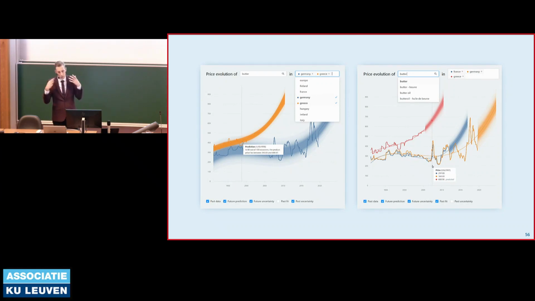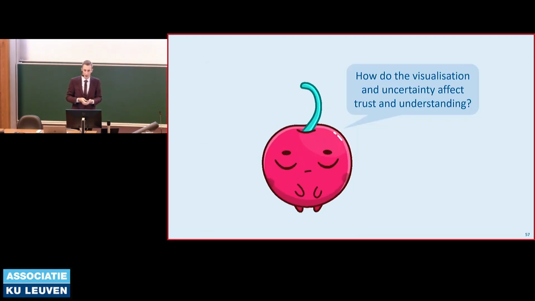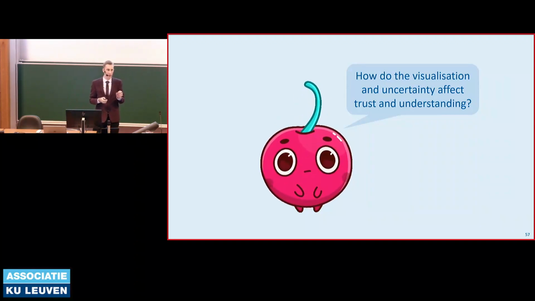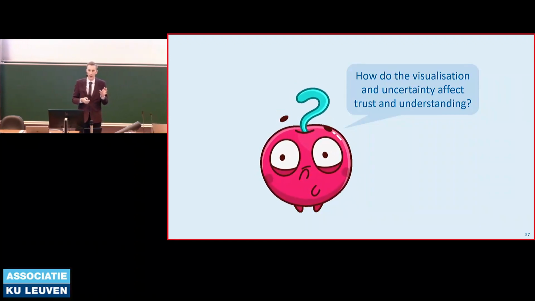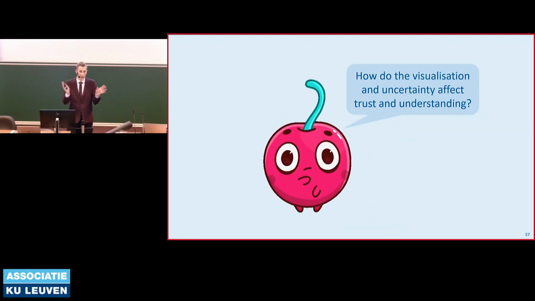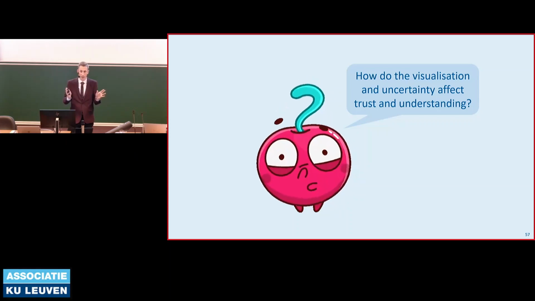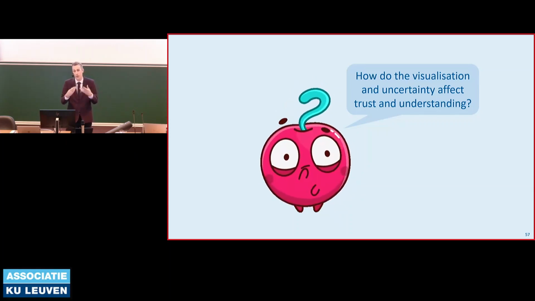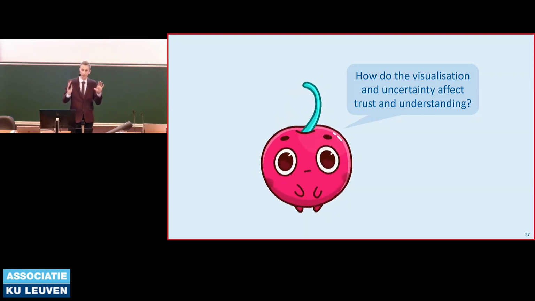So there's all sorts of things that you can see here, and what I wanted to do was to do interviews with people to see how they perceived these things that I made. The question that I had specifically was, how does this visualization and then the uncertainty that you saw affect people's trust and understanding of the model? So there is some kind of prediction model in the background apparently, but I wasn't telling people what it was, and I tried to see whether they would trust it or understand it just based on the visualizations that I made.